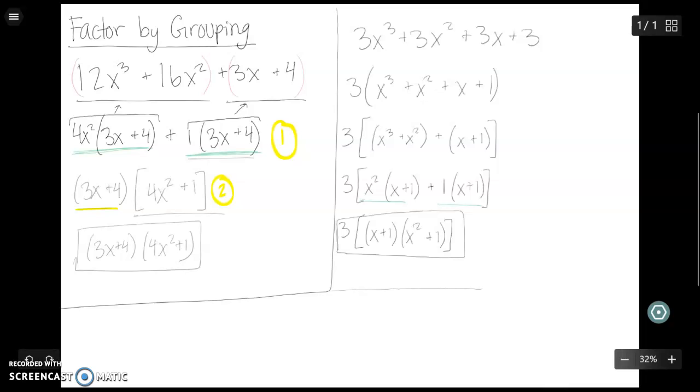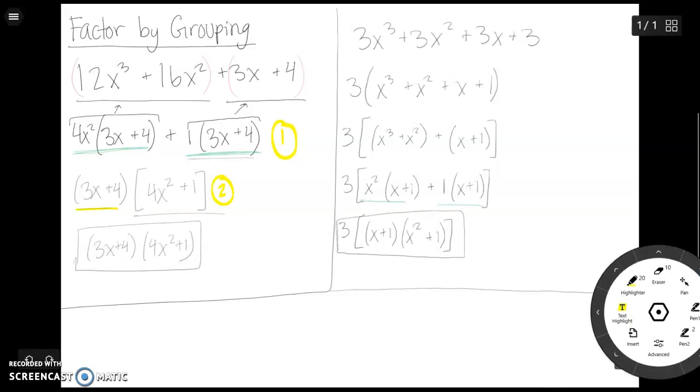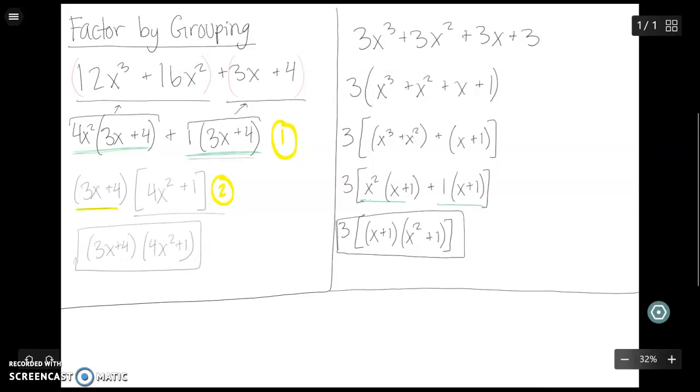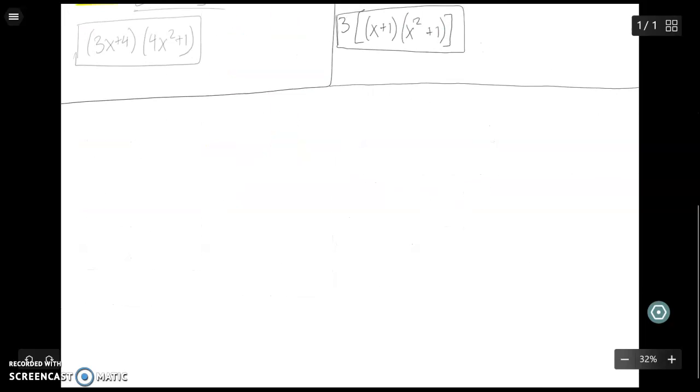Okay, we're going to do one more example. If you notice, in both of the examples we just did, the greatest common factor of the second pair, so this term and this term, was 1. I want to show you guys an example where the greatest common factor of the second group is not 1. So we're going to do this example. X cubed minus 2x squared plus 5x minus 10.